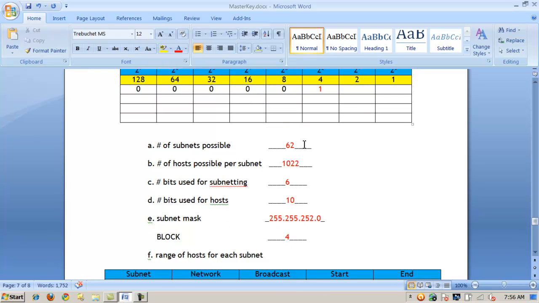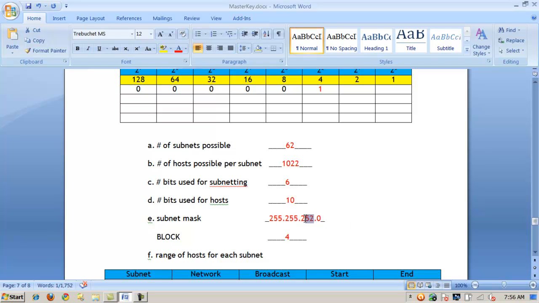And so basically the number of subnets possible would be 62. The number of hosts, 1,022. The bits for subnetting, 6. And since I'm using 2 octets instead of 1, the remaining 2 bits in the 3rd octet and the remaining 8 bits in the 4th octet give me 10 bits for hosts. And my subnet mask would be 255.255 because the first 2 octets, or 16 bits, are completely dedicated to the network. It's class B.